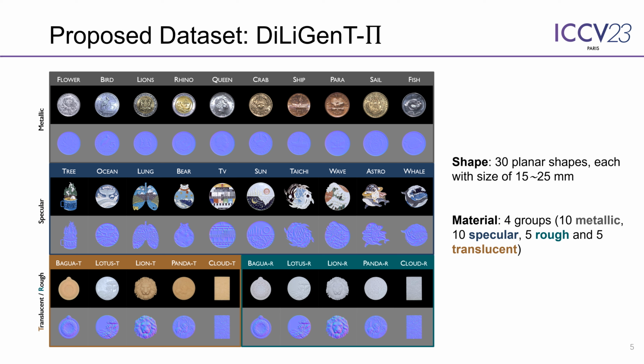rich geometric details. This dataset consists of 30 shapes and can be divided into 4 material groups: 10 metallic, 10 specular, 5 rough, and 5 translucent.